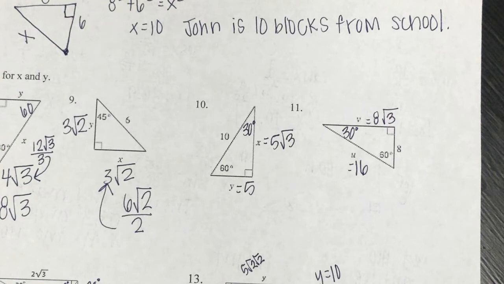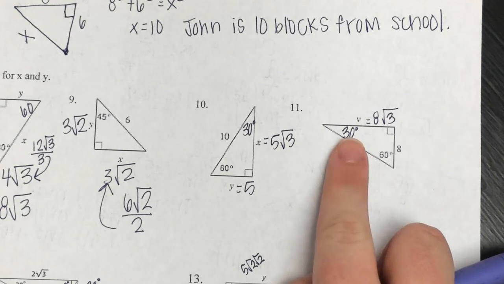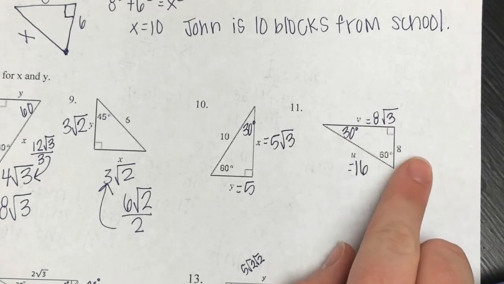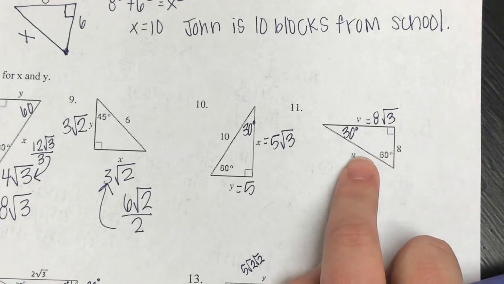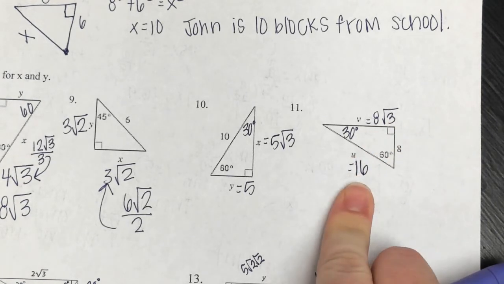And then to find your leg, you just multiply your short by the square root of 3. Okay, number 11 is best case scenario. You're given your short and you want to find everything else. So find your leg, 8 square root of 3. Find your hypotenuse, short times 2, 16.